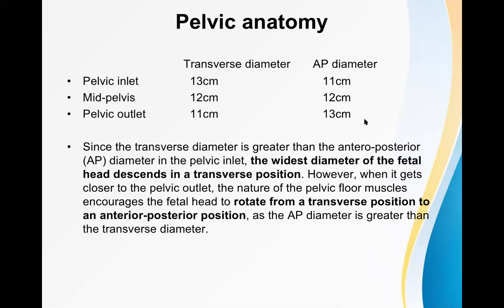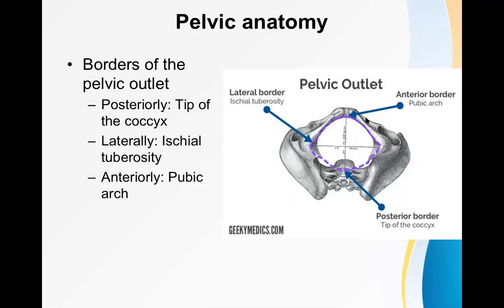So AP diameter is more in the pelvic outlet than the transverse one. So let me go back to that same picture again. You should know what is AP and what is transverse here. See this. This is transverse, and this is AP or anteroposterior. This is the anterior side of the pelvis. This is the posterior side, and these are the lateral. So this is the transverse, definitely very easy to understand, and this is the AP. So what I mean here, the transverse diameter is more in the pelvic inlet than the AP diameter by 2 centimeters, whereas in pelvic outlet the AP diameter is more than the transverse diameter.